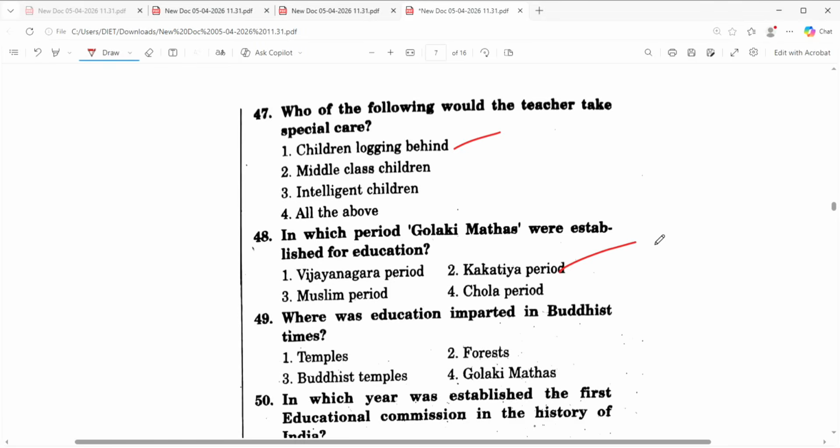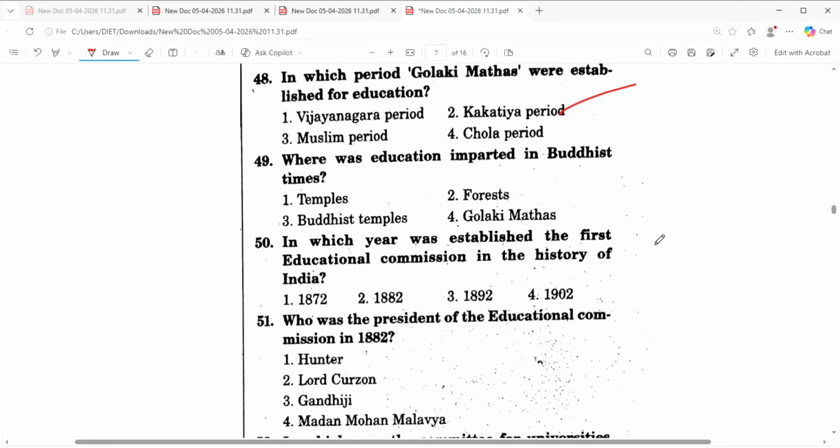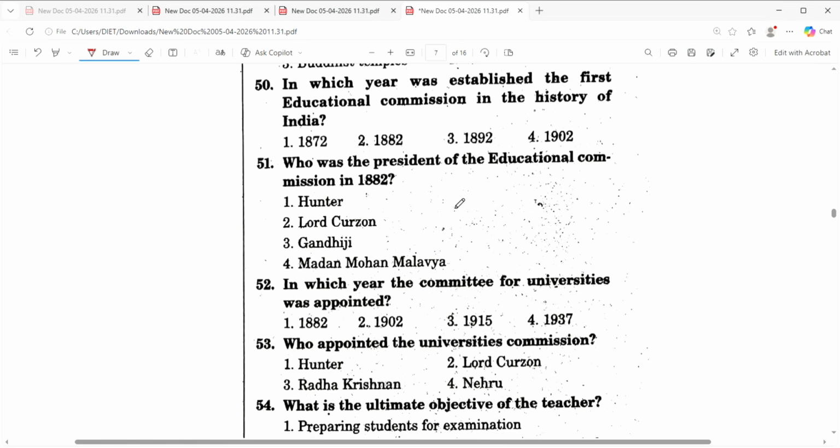The answer is. Where was the education imparted in Buddhist time? Temples, forests, Buddhist temples, Golaki Matas. 49 is Buddhist temples. Which year was established the first education commission in the history of India? First education commission. The answer is 1882. Who was the president of Education Commission 1882?